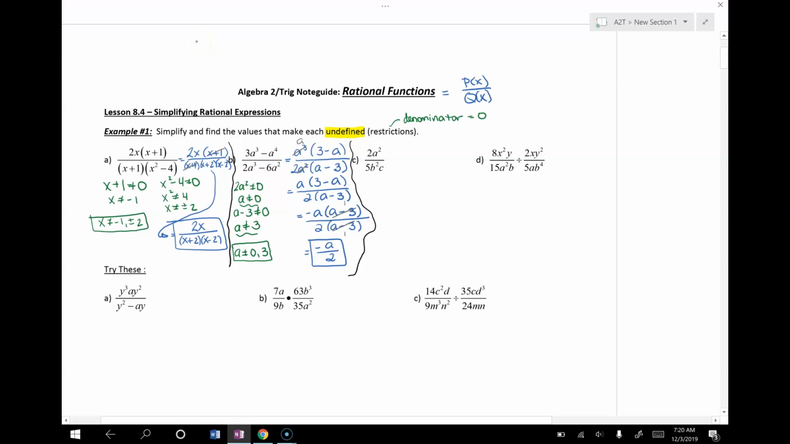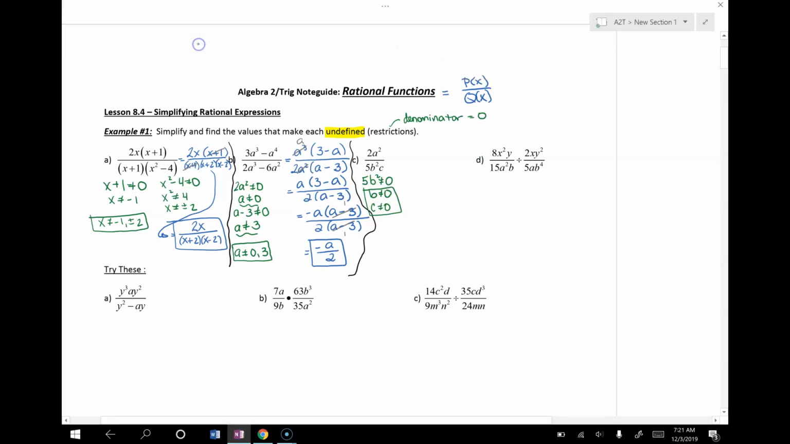Okay, if we look at C, nothing to factor. So let's go ahead and find the restrictions first in the denominator. Since nothing's being added or subtracted, we simply need to know that 5b squared can't be 0. So ultimately, b can't be 0. Also, c can't be 0. So those are our 2 restricted values.